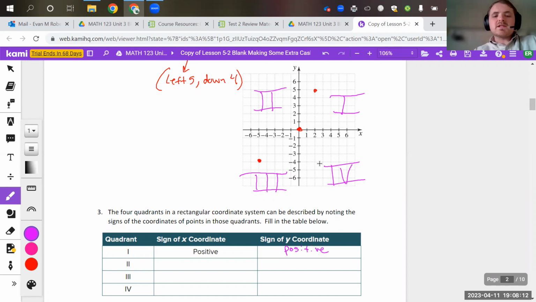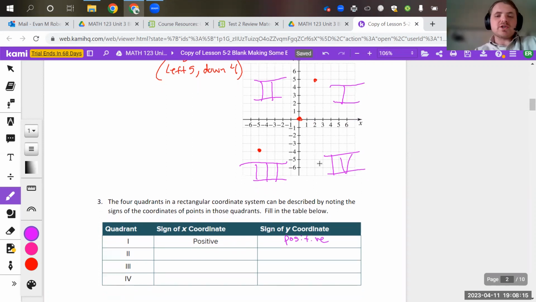When it's asking for the signs of the second quadrant, you would have to go left, correct, to be in that second quadrant. So that would be a negative X coordinate. And to be in that quadrant, you would have to go up some amount, so that would be a positive Y coordinate right there.